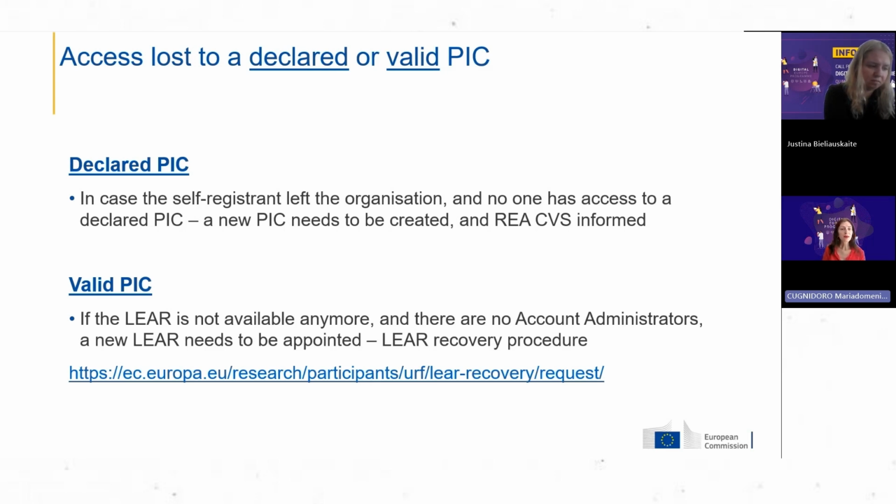In case of a valid PIC, if the LEAR is not available anymore, for example, and there are no account administrators as backups, what happens? A new LEAR has to be appointed to get access to the PIC. For this, there is the LEAR recovery procedure that is accessible via the participant register. You have here in this slide the link to get into this procedure. In this case, the organization will be able to appoint a new LEAR, and then get access to the valid PIC.